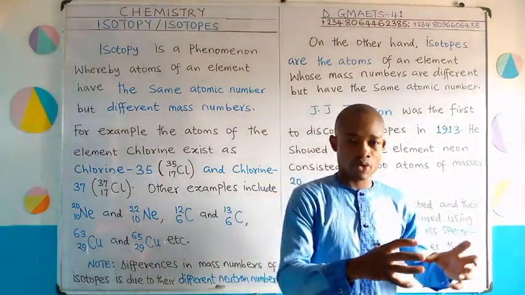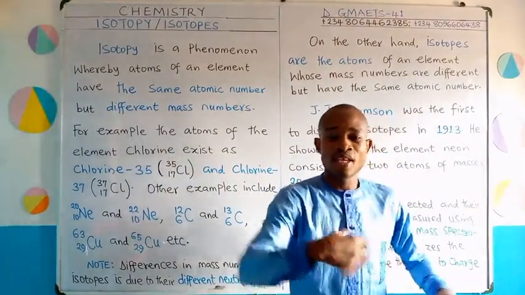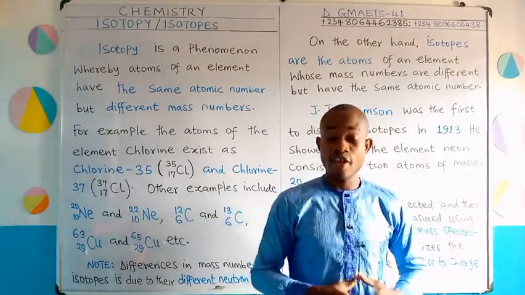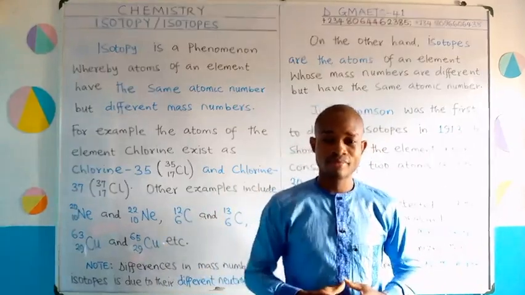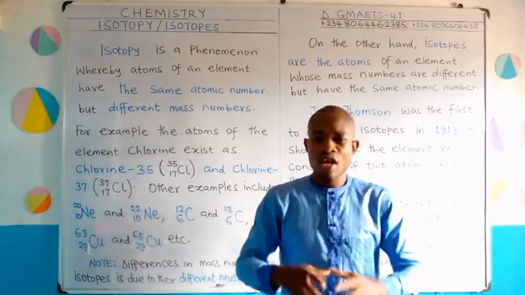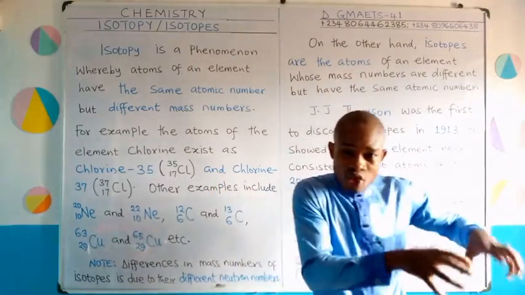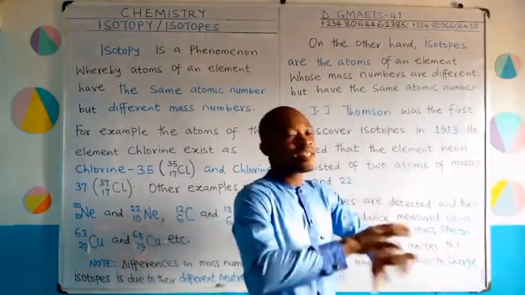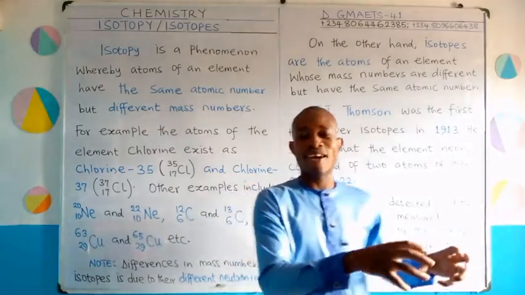But now these atoms, in one way or the other, may not be exactly the same in their behavior. There may be differences in one thing, even if these atoms belong to the same element. Such occurrence is what we call isotopy. Now, these atoms which belong to the same element, but their properties are not completely the same, those atoms are known as isotopes.